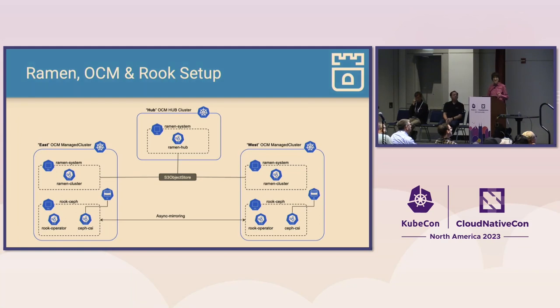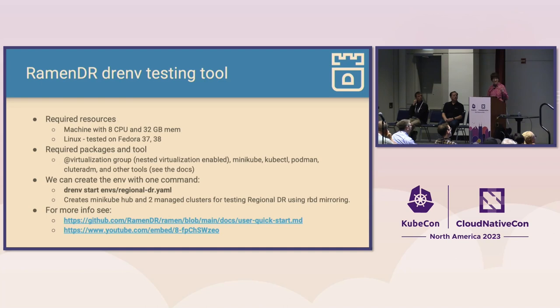We use that. The application can be redeployed, but what we absolutely have to make sure of is the PV and PVC are using exactly the same name and the same definition. So what we do is we move that definition to an S3 bucket so that on the alternate cluster, it can get that data and make sure that's hooked up correctly. So feel free to try it yourself. Once you get the prereqs done, like installing Podman and some other things, you can basically use the DRenv tool, do a start against that YAML file, and it creates the whole environment for you.